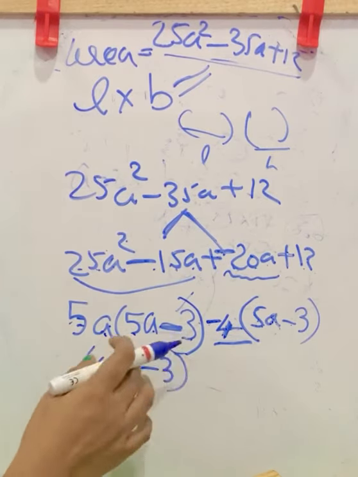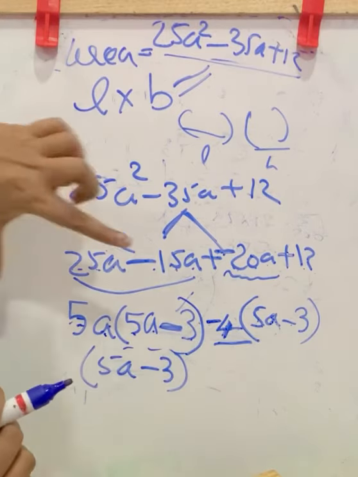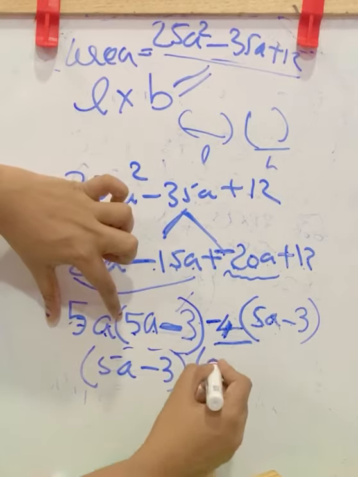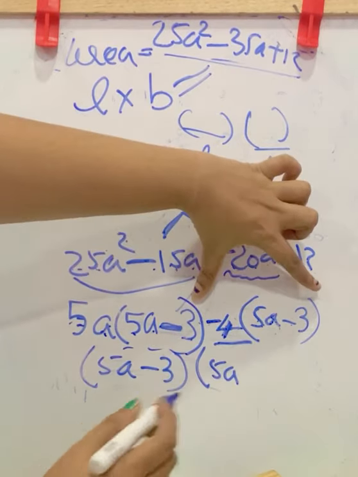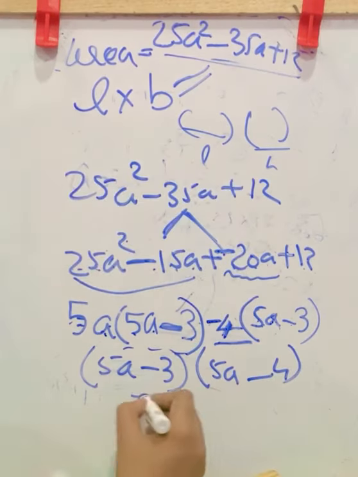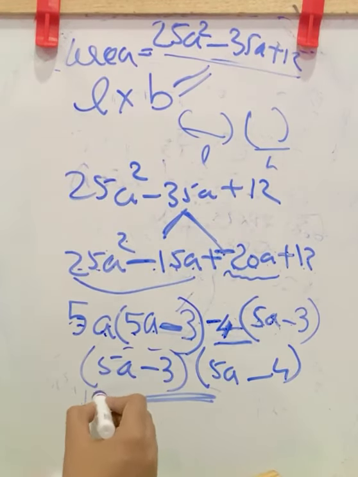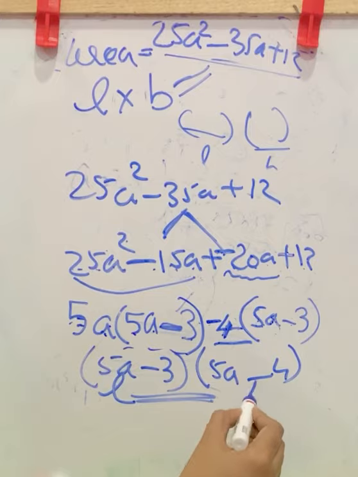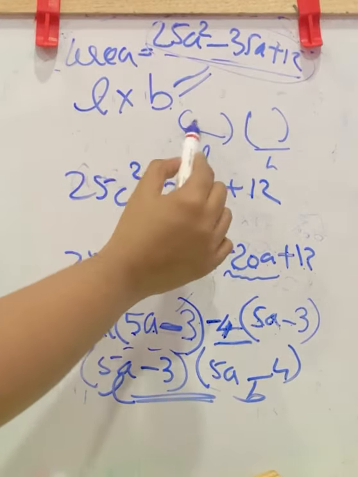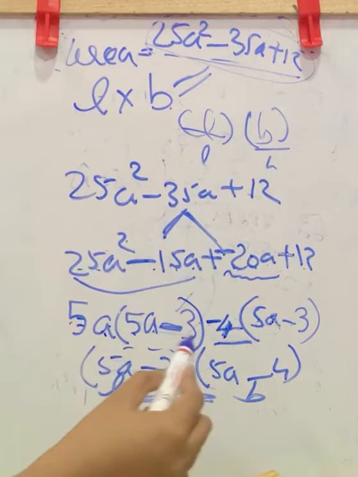Now here we got common 5a minus 3. Take it outside. Here this term 5a minus 3 is taken. Balance will be here 5a. Here 5a minus 3 is taken. Balance will be minus 4. These are two factors. So this is the length and this is the breadth. That is, length into breadth is this area. We factorize it to find length and breadth.